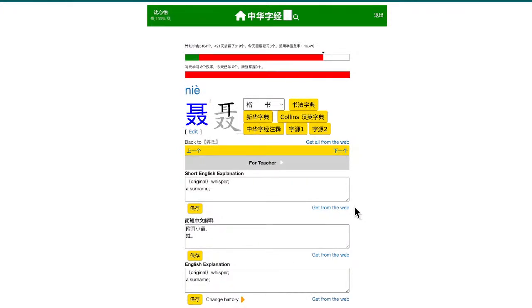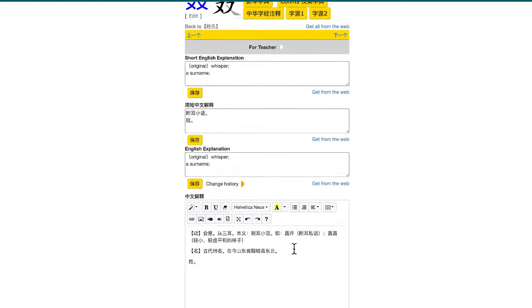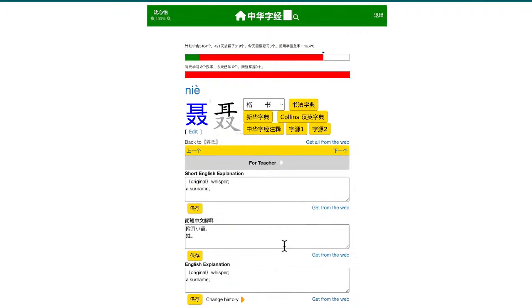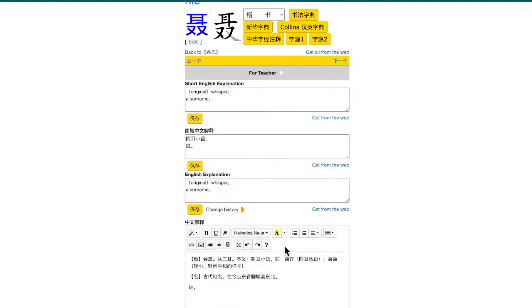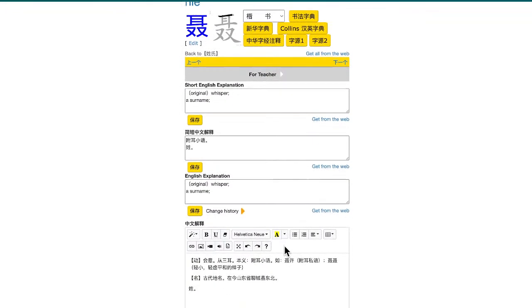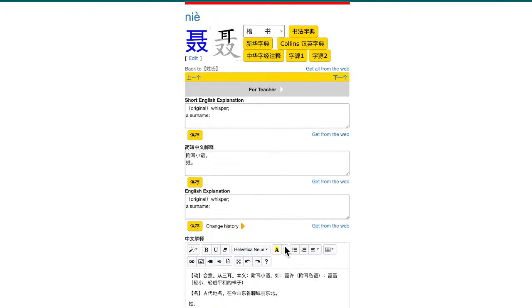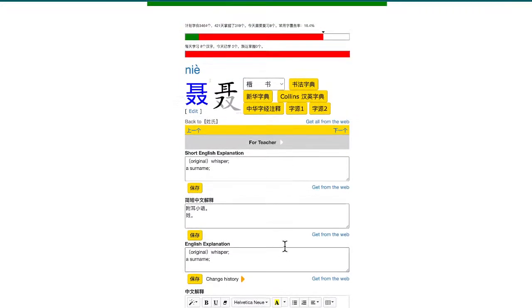Next one is 聂. Now 聂, the original meaning is whisper, like very quietly. You have to get very close to the ear in order to do that, and it's called 聂. This is also the name of a feudal state in Shandong province, and of course it's a family name.